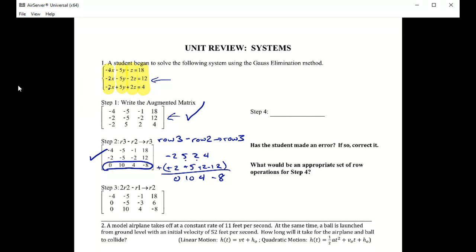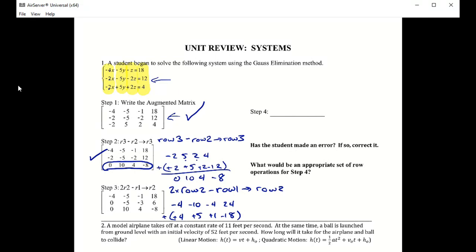Step 3, we're going to take 2 times row 2, subtract or add the negative of row 1, and we're going to put the result into row 2. So 2 times row 2, we have -4, -10, -4, 24, and then we have -4, -5, -1, 18. And we're going to subtract, or we're going to flip our signs.